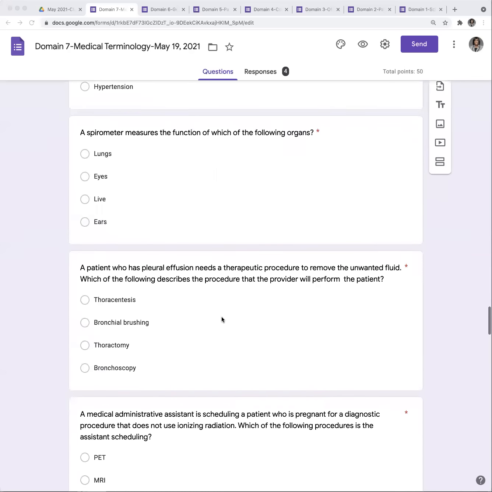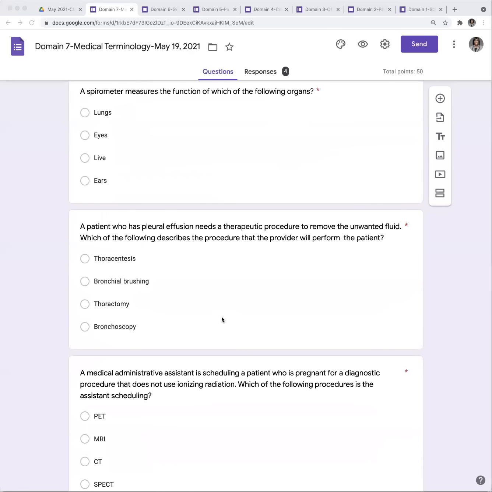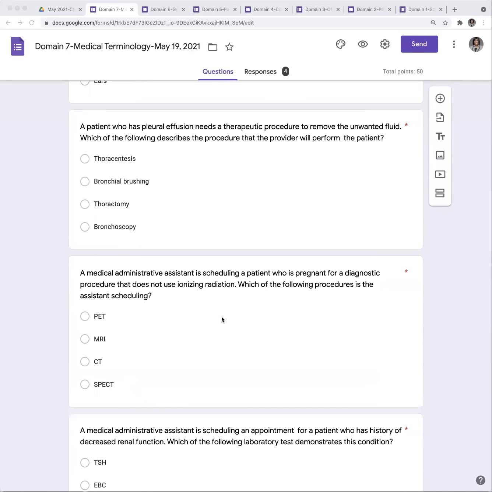A patient who has pleural effusion needs a therapeutic procedure to remove unwanted fluid. Paracentesis. MAA is scheduling a patient who is pregnant for a diagnostic procedure that does not use ionizing radiation. MRI. A CT.